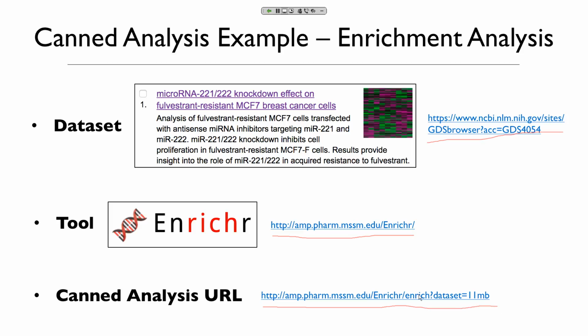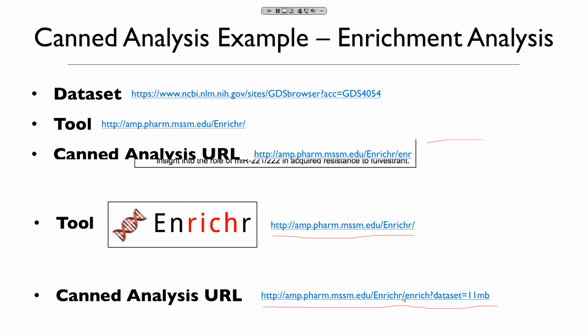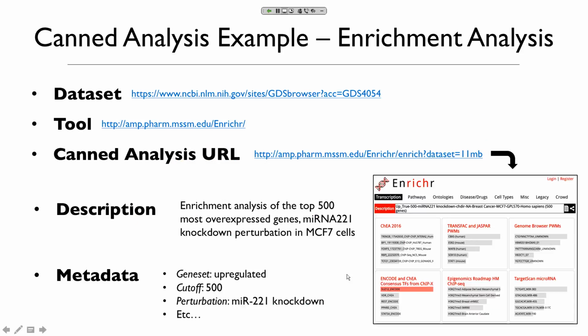Upon clicking on this link, the users are directed to a web page which is shown in the bottom right corner of this slide. In this case, the user will be able to explore the enrichment results of the specified analysis. The description of the analysis could be, for example, an enrichment analysis of the top 500 most overexpressed genes in a microRNA 221 knockdown perturbation in MCF7 cells. And the metadata associated with the analysis could be informative about the gene set which has been generated to perform the analysis, for example, whether it's upregulated or downregulated genes, the number of genes inside it, and, for example, the perturbation type.